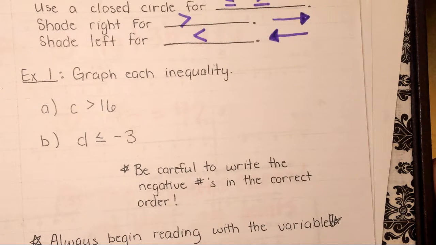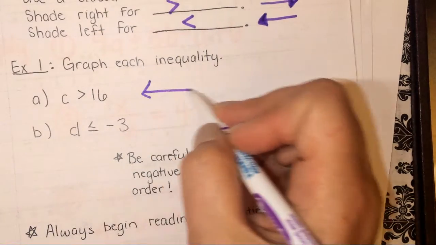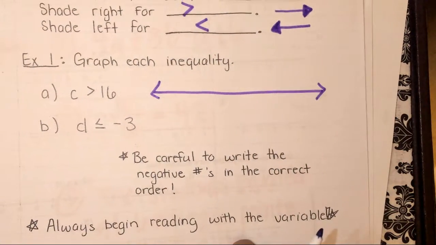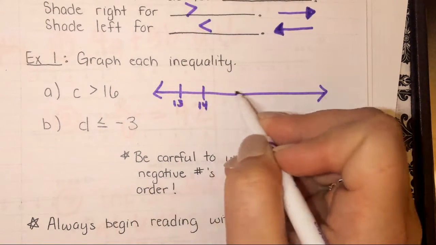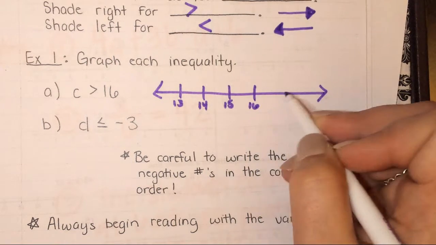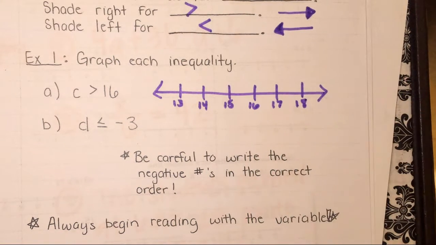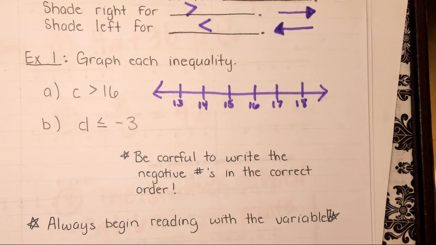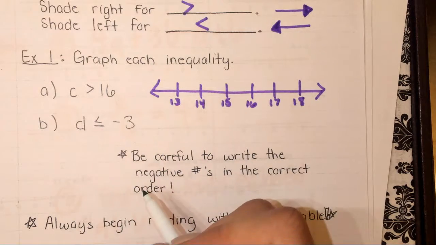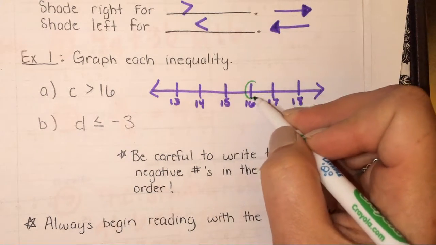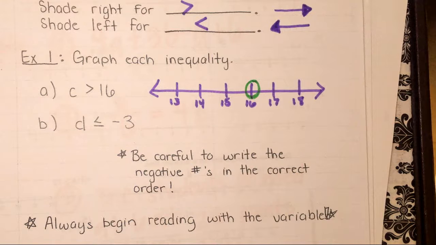Okay? So we have c is greater than 16. I'm going to start with a number line. As long as you do a few numbers before and a few numbers after. So we would have 13, 14, 15, 16, 17, 18. Just a couple before and a couple after. Now, by what we just talked about, am I going to have an open circle or a closed circle? Open, because it's greater than. It does not include the number 16. It starts there, but it is not equal to 16. So we have an open circle on 16.